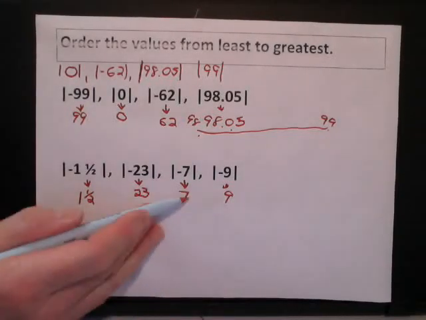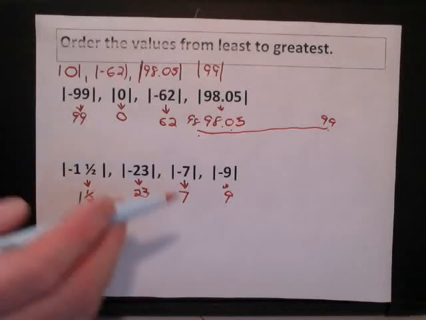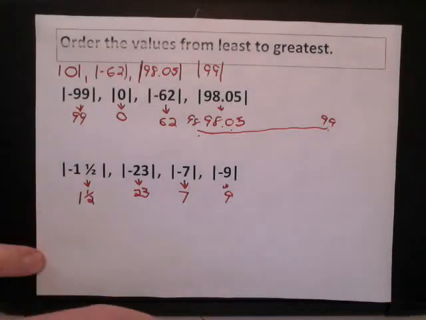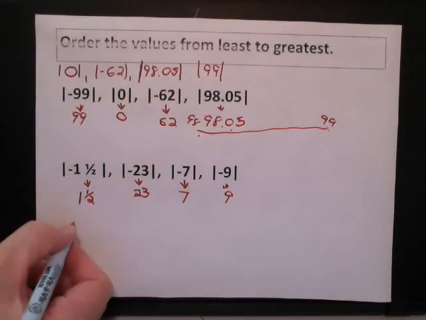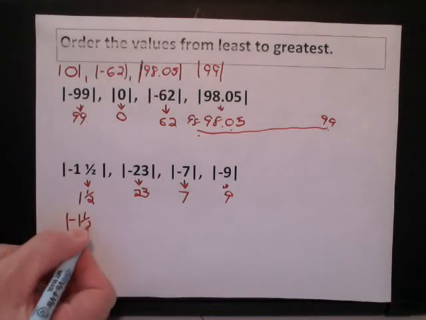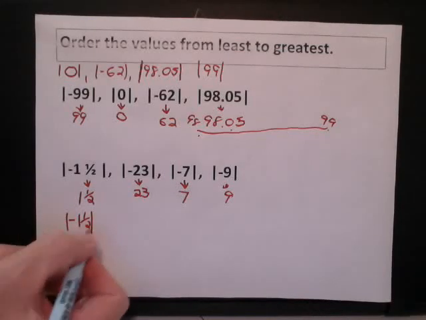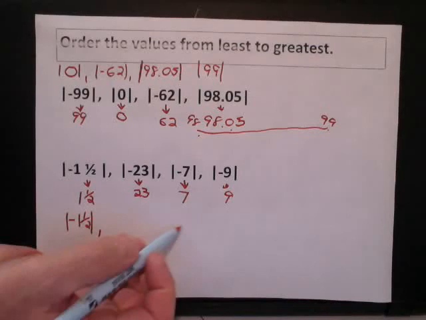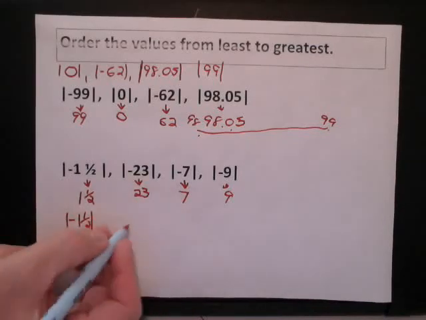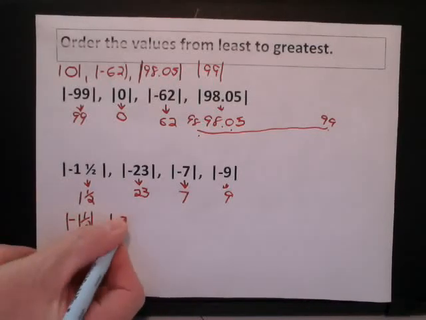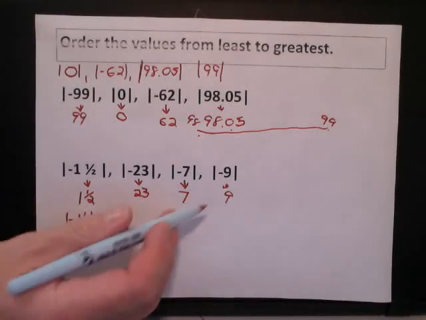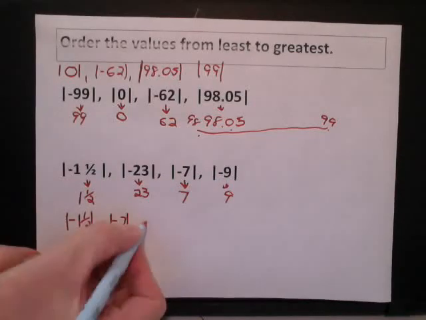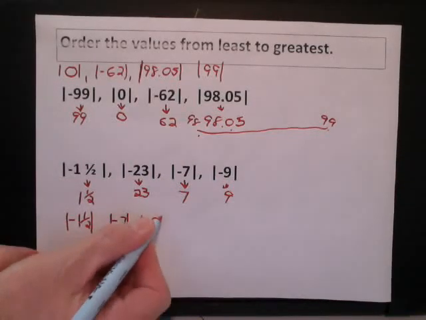So now we have all positive numbers to order from least to greatest. And obviously 1.5 is lower than 23, 7, and 9. So our lowest absolute value would be the absolute value for negative 1.5. Then our next lowest one is the absolute value for negative 7, so we're going to write negative 7 absolute value. And that is followed by negative 9's absolute value.